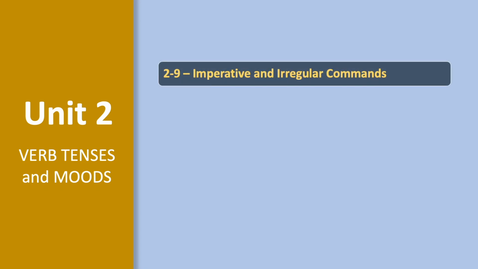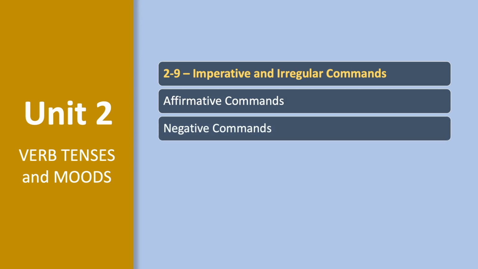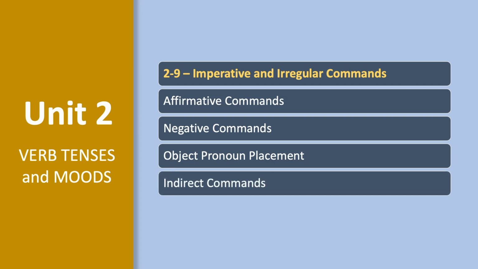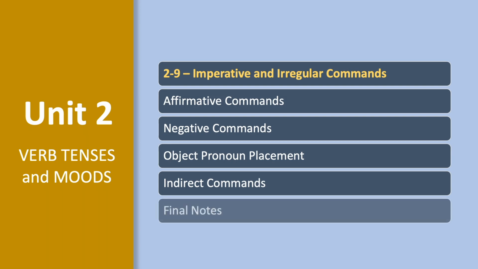The imperative mood deals with commands, and this lesson also includes irregular commands. There are affirmative and negative commands. We will also look at how object pronouns are placed in combination with commands. There are also indirect commands, and there will be a few more notes to cover regarding the imperative mood at the end of this lesson.